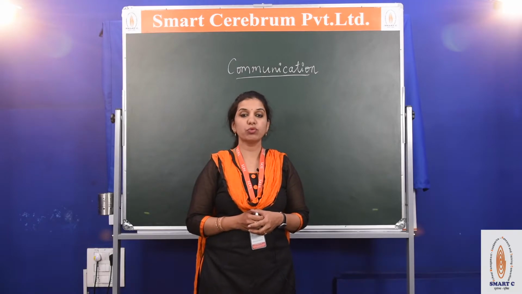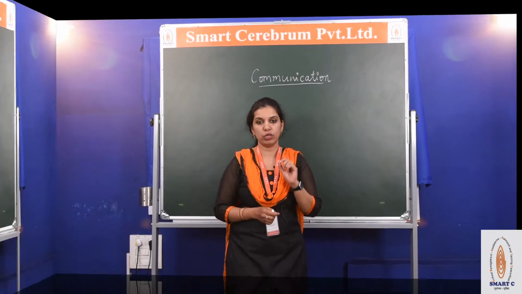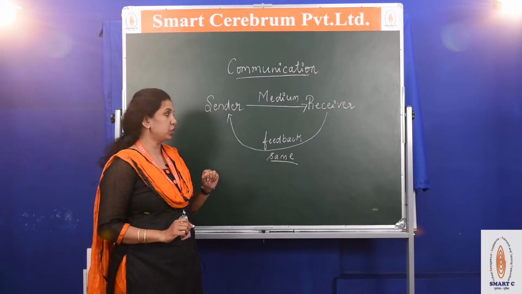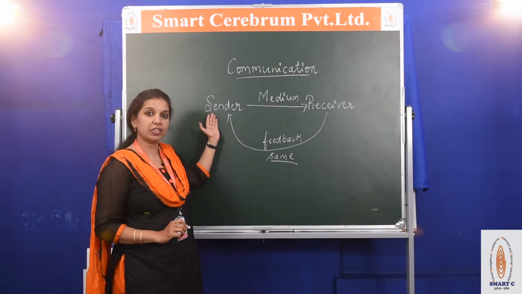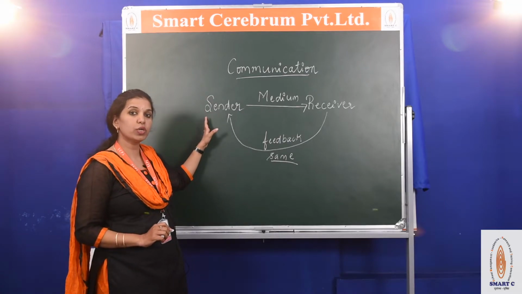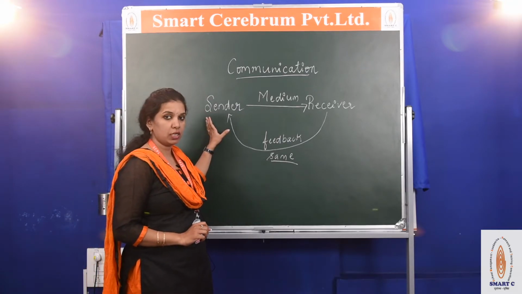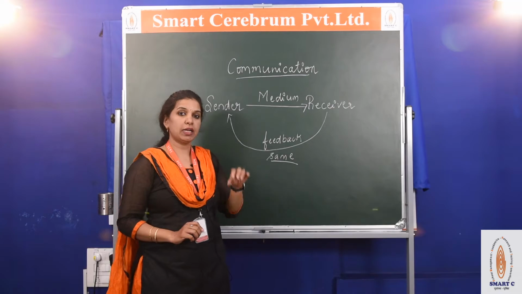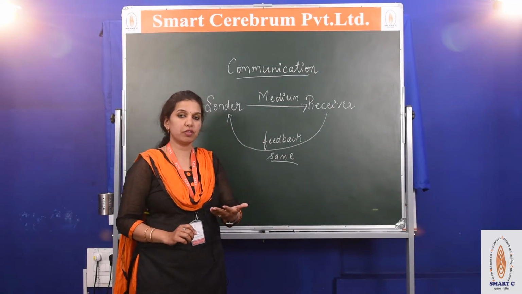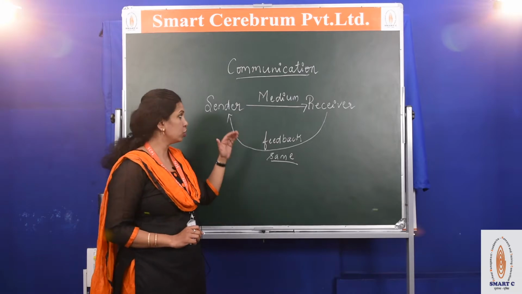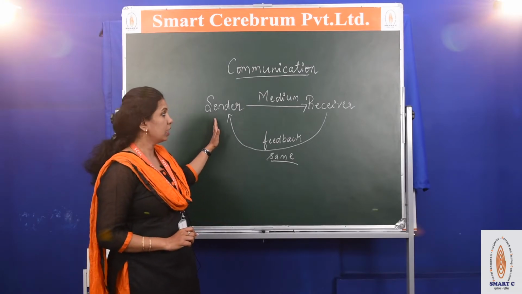For this, I would suggest a simple formula. Let me explain to you in simple terms. To the left hand side of my formula, I have written sender, a person who is giving messages. For example, at present, I will be the sender. I am trying to give the message of communication. So I will be the sender.